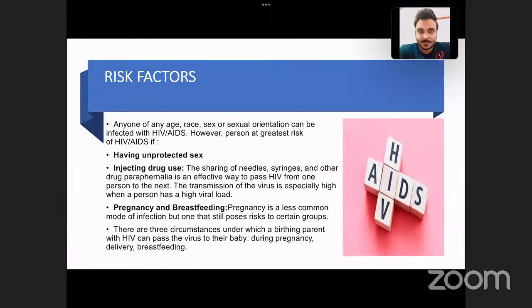Anyone of any age, race, sex, or sexual orientation can be infected with HIV or AIDS. A person is at great risk if they are having unprotected sex, injecting drugs, or sharing needles and syringes. It can also happen from mother to child during pregnancy or breastfeeding. There are three circumstances in which a birthing parent with HIV can pass the virus to the baby: during pregnancy, delivery, and breastfeeding.